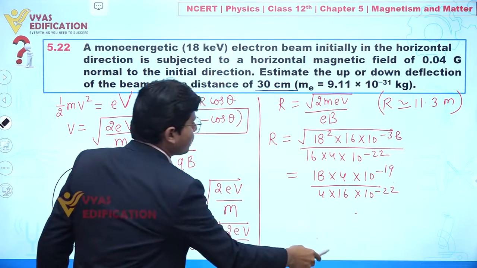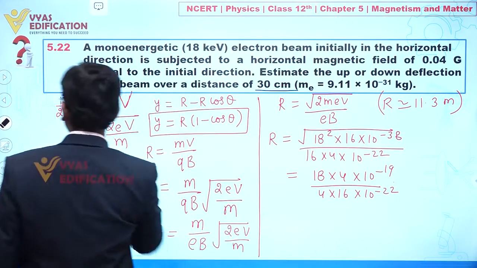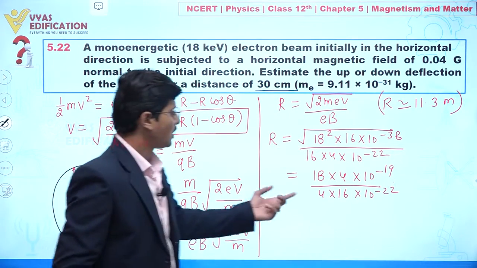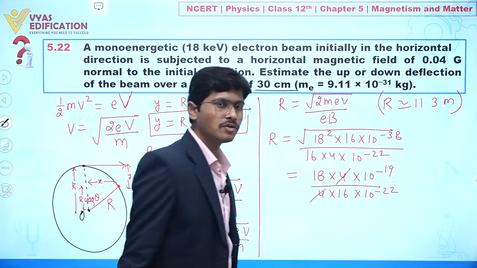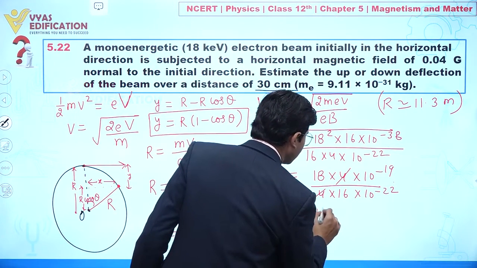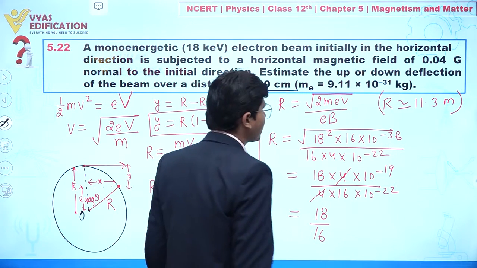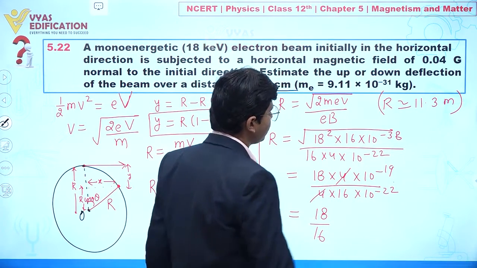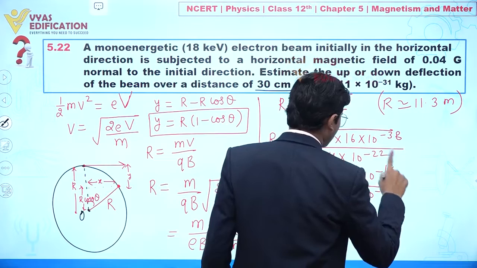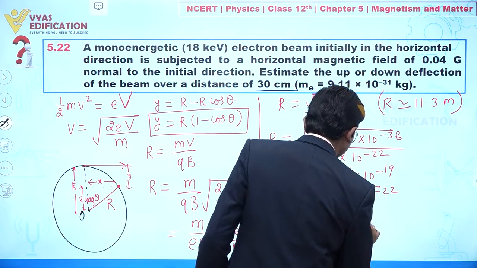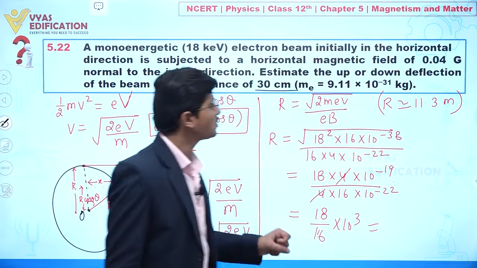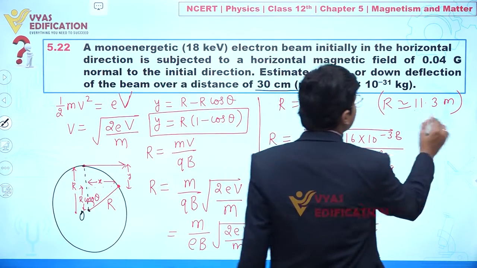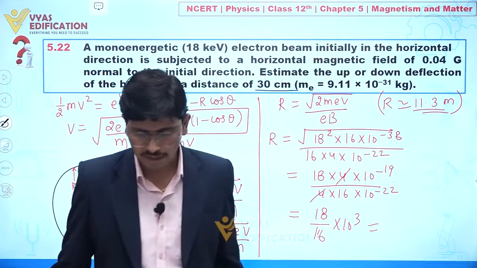Yes. So from here we can see 4 and 4, this one is cancelled out. Clear? And this is 16. Clear? So 22 this one we have, and we can say that is 19. So we can say this is 10 to the power 3. Clear? So if you solve it, approximately you will find that is 11.3 meter. That's final. Clear? You can do some calculation.